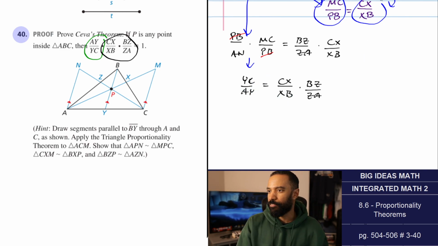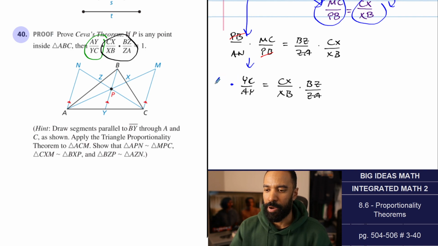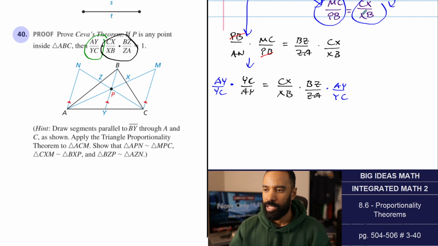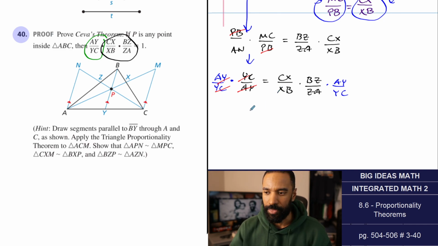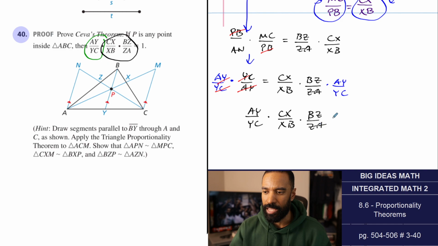Okay, now if I multiply both sides by AY over YC, basically dividing both sides by YC over AY, then on this side, all this cancels out, or becomes 1, rather, and I can write it exactly how they have it. AY over YC times CX over XB times BZ over ZA equals 1.